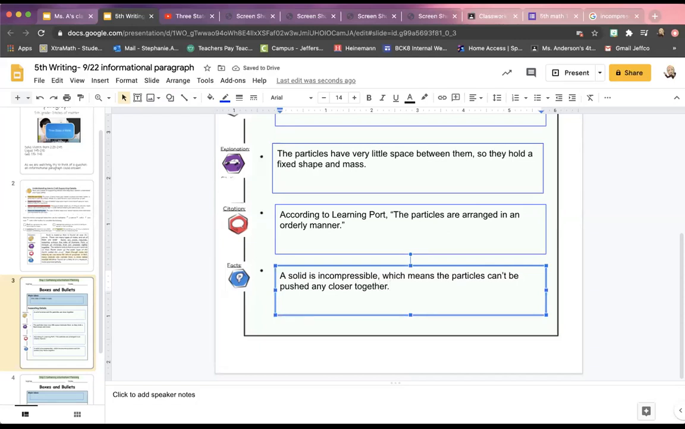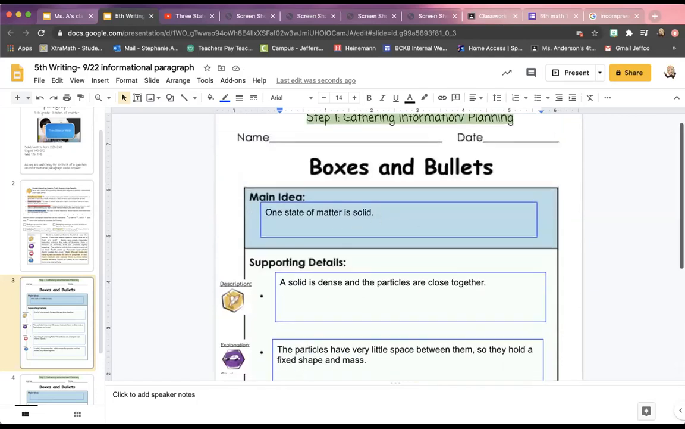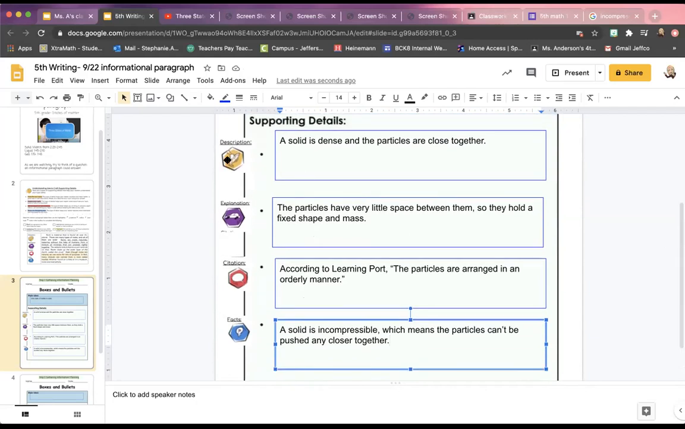With a liquid, I could push them closer together because they're kind of floating around, right? I guess they're really floating around, so I could smush them together. They are as tight as they can get. So, here's what I got today. One state of matter is a solid, that's my main idea. It's dense. A description: a solid is dense and the particles are close together.